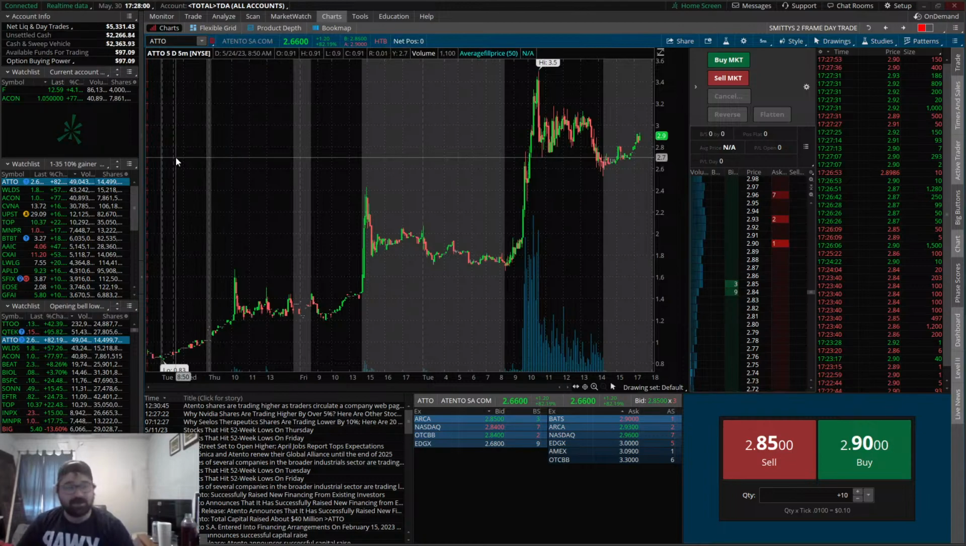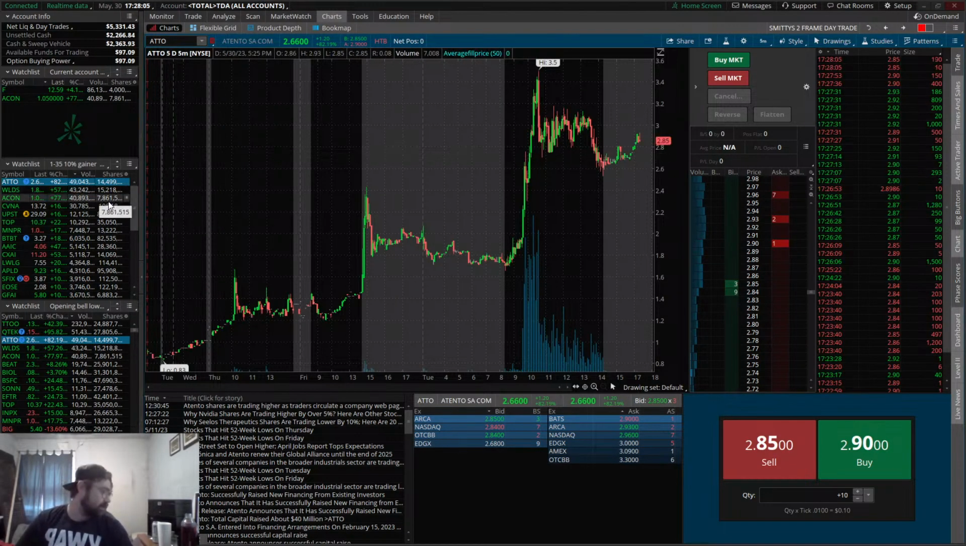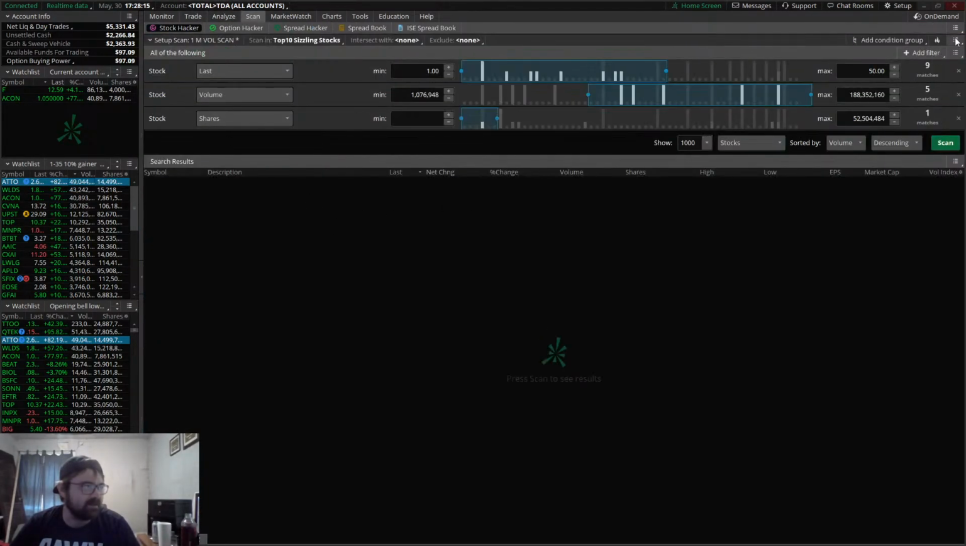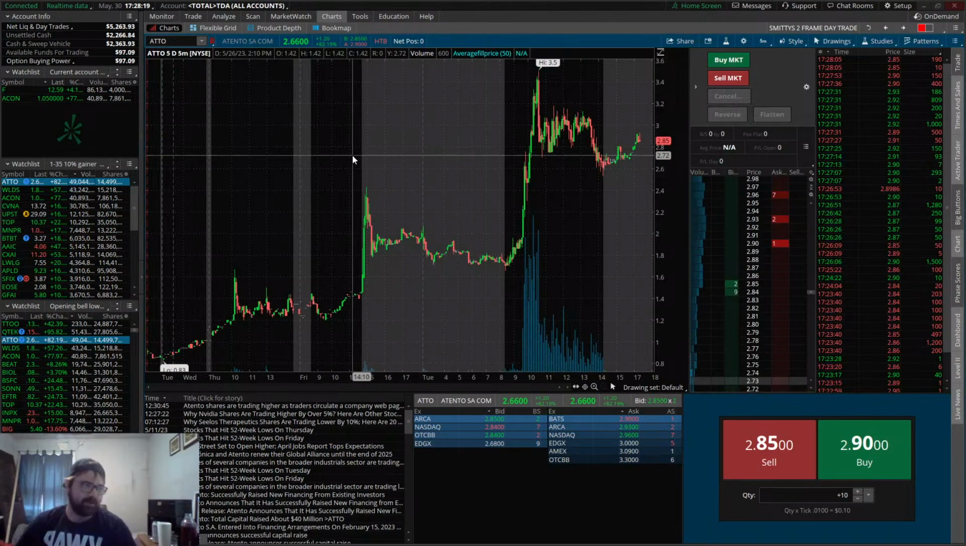This is TD Ameritrade's Thinkorswim. Great platform. You could even consider this to be like a mini Bloomberg terminal. So what you want to do a lot of the time is scan for stocks, and you can add filters. I'll slow down for you.